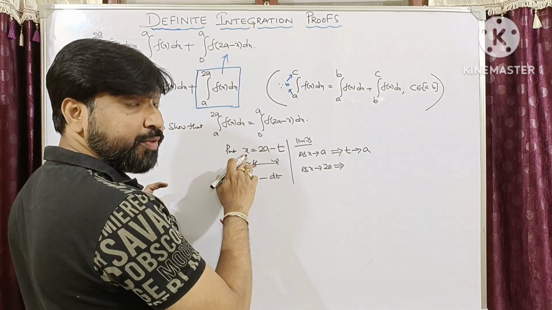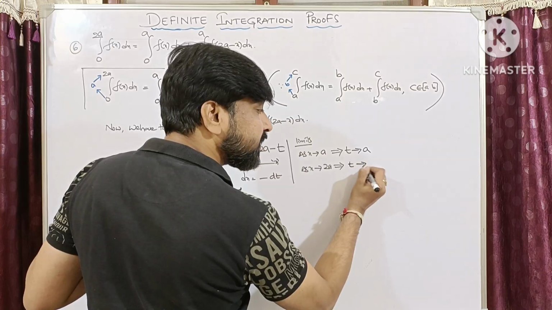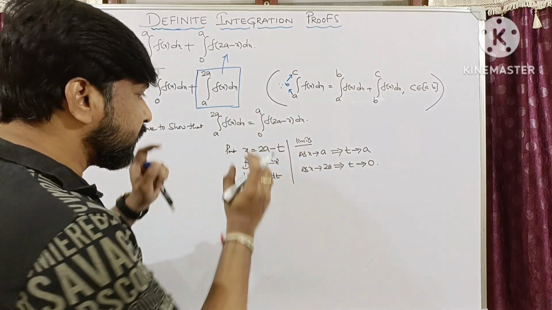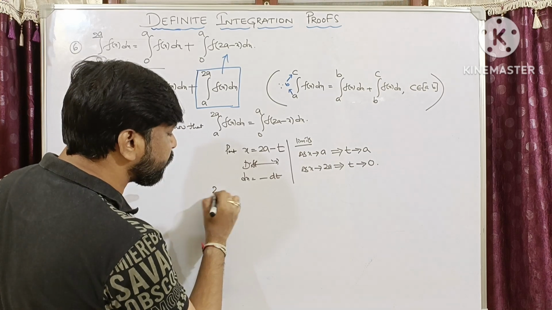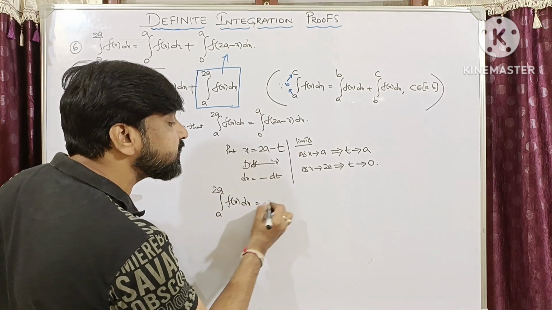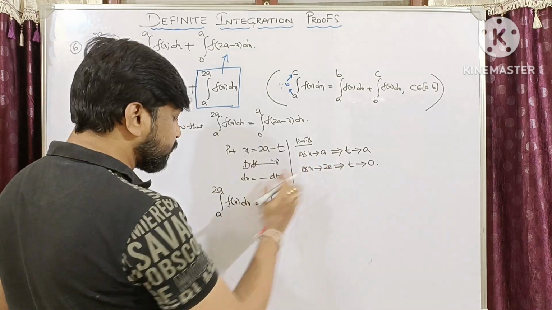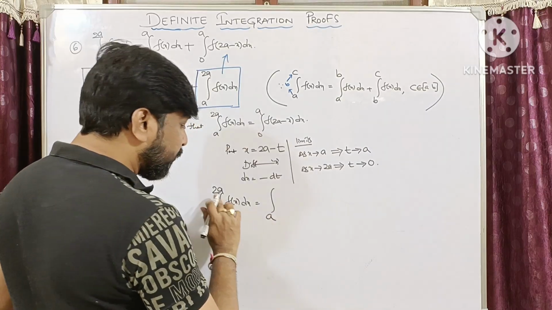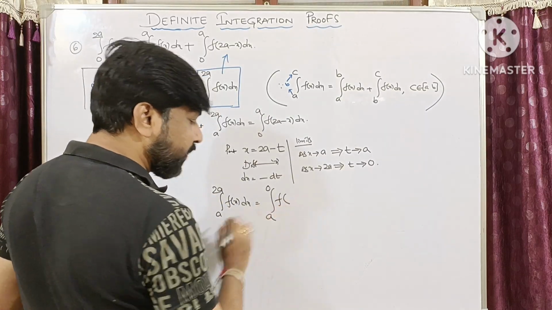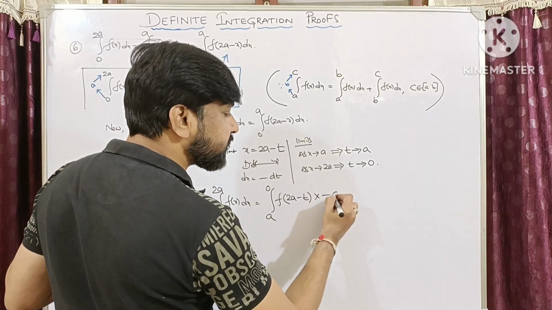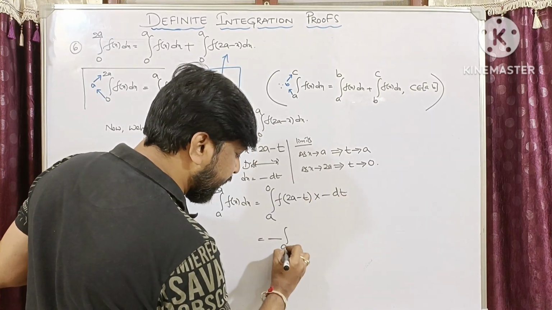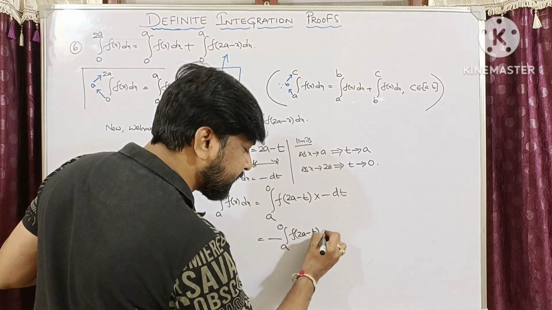As x tends to 2a, the 2a gets cancelled, so t tends to 0. Now, in this substitution, the limits and everything are substituted in the LHS. Integral a to 2a f of x dx changes as follows: a becomes a only, 2a becomes 0, f of x, where x is 2a minus t, and dx is minus dt. So it becomes minus integral a to 0, f of 2a minus t dt.